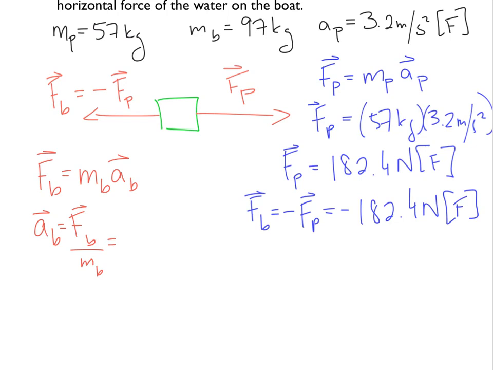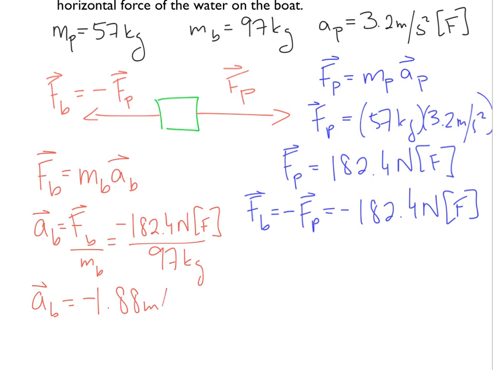And now we have those values, so your force of your boat is going to be negative 182.4 newtons forward over, what was the mass of the boat, 97. And so it's going to come out to negative 1.88 meters per second squared forward. So therefore, the acceleration of the boat would be negative 1.88 meters per second squared forward.